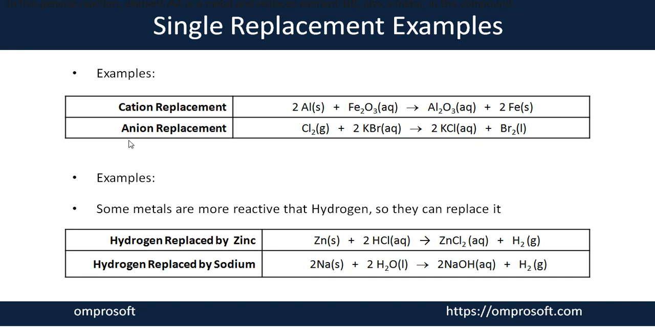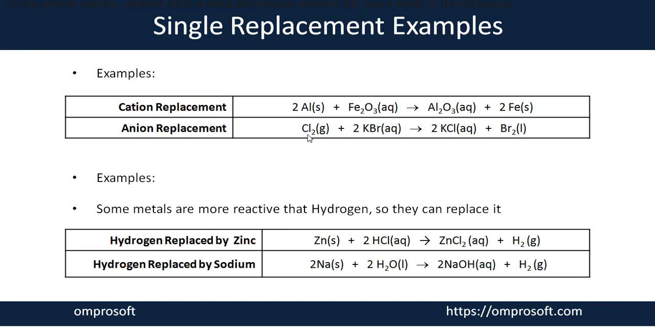Now we'll discuss anion replacement, meaning non-metals which have a negative charge. Here you have one compound and one element, in which chlorine is the element and KBr, potassium bromide, is the compound. Now we are doing the replacement of an anion, meaning a non-metal replaces another non-metal. So here you have two non-metals, the first is chlorine and the second one is bromide.